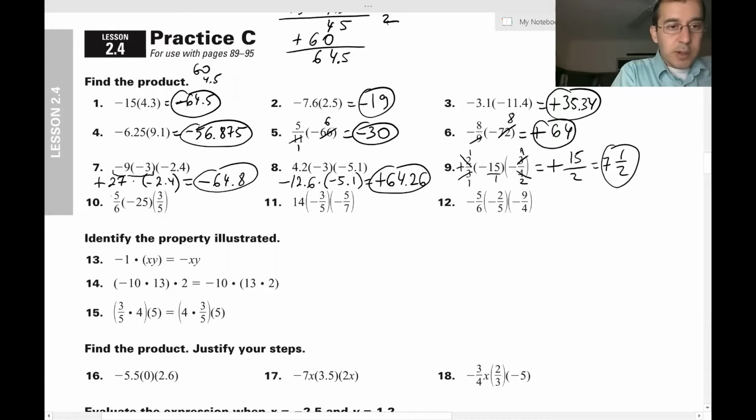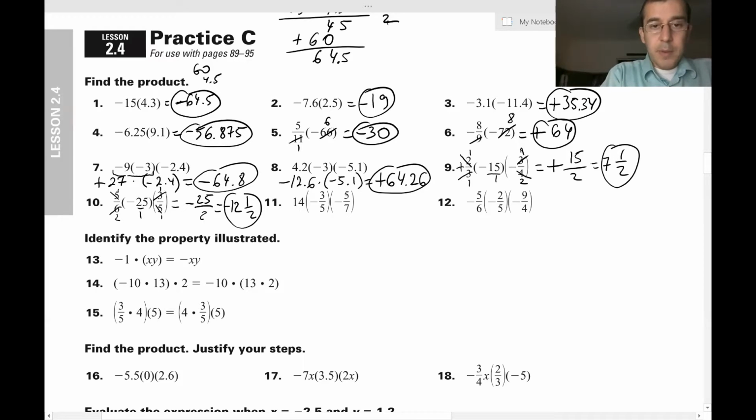Number 10, here we can cancel out 5 and 5. 3 and 6 can cancel out by 3. So we have 1 here, right, 1 there, 1 there. And then 6 divided by 3 is 2. So we end up with plus and minus is minus, minus and plus is minus. So minus. And then 1 times 25 is 25. 25 times 1 is 25. So 25 from the top over, on the bottom we have 2 times 1 times 1, which is 2. Or this is minus 12 wholes and 1/2.